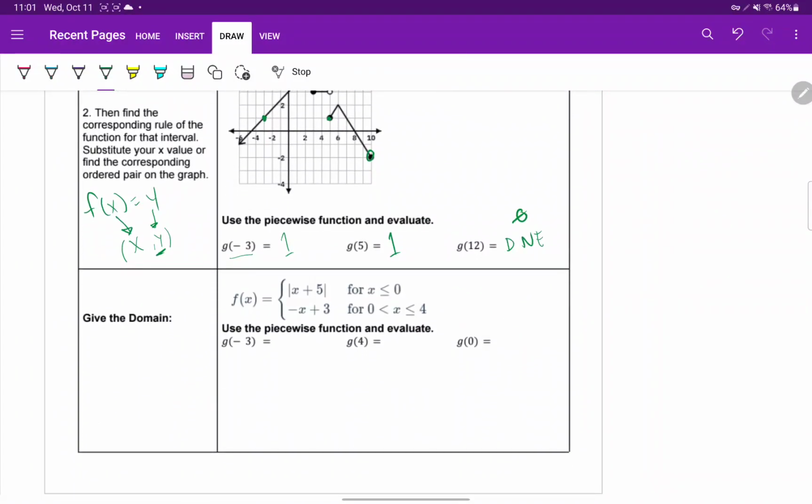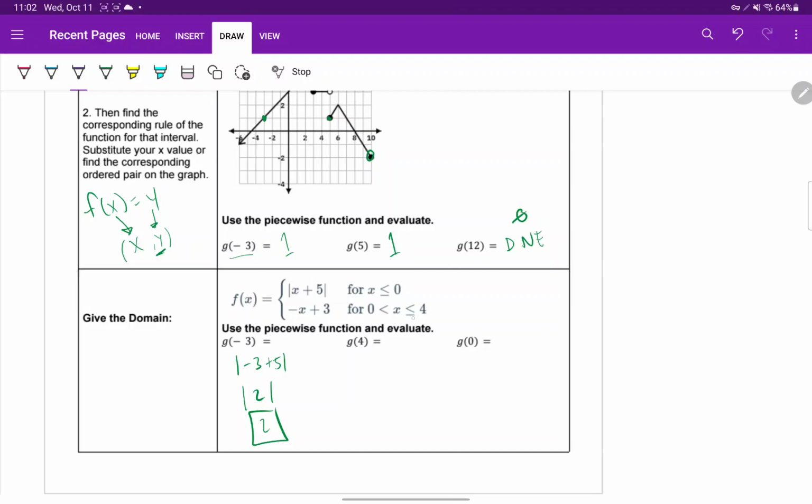So right here, this one says to evaluate the function. Now we're not given a graph, we're given a function, and we're going to evaluate it based on which domain restriction it falls into. All right, so the first one says g of negative 3. So if x is negative 3, then it falls in the restriction right here that negative 3 is less than or equal to 0. So that means we're going to use this first equation right here. So we do the absolute value of negative 3 plus 5, which is the absolute value of 2, which is 2.